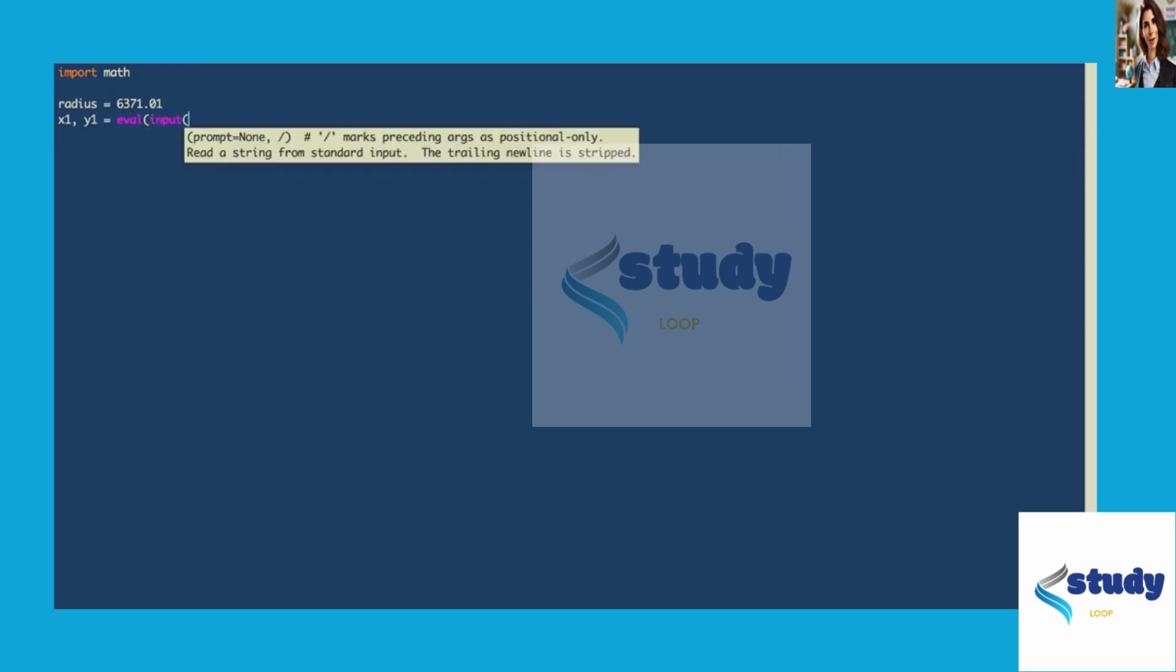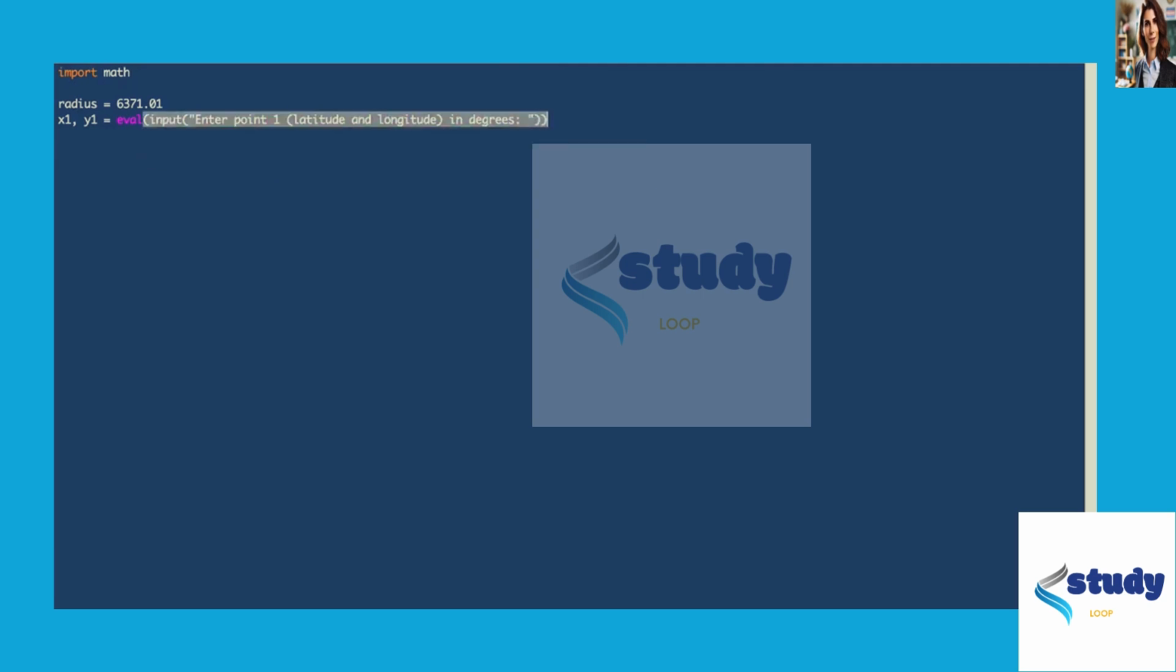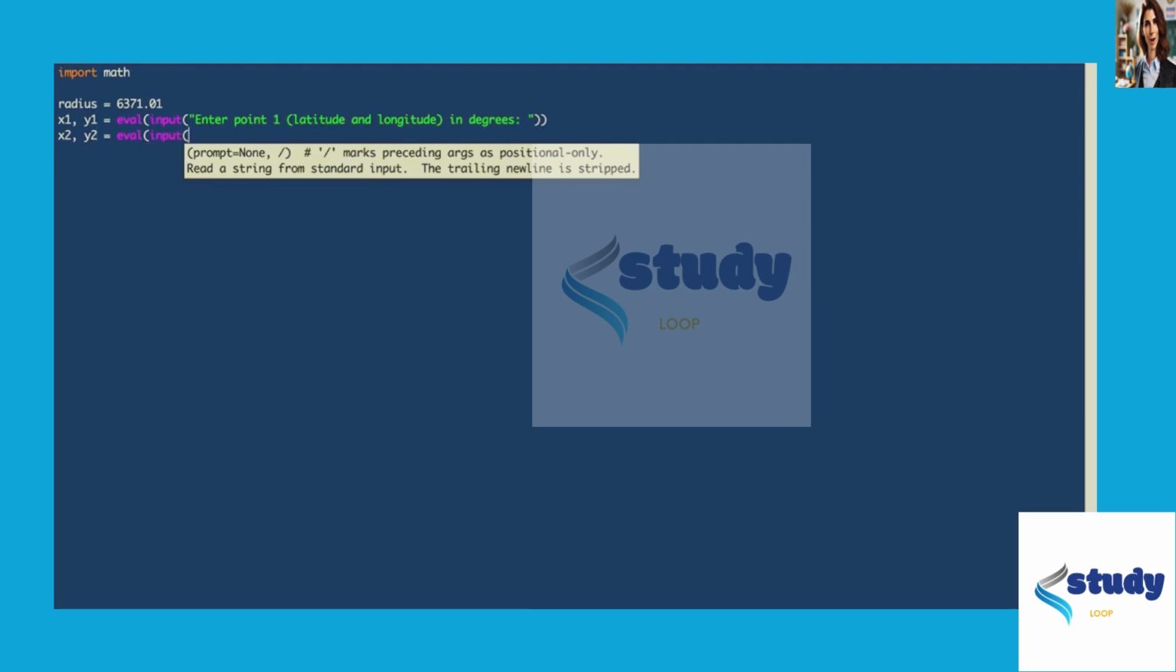So user will input point 1, which is latitude and longitude in degrees. And then point 2, well, just x2, y2. Evaluate the input, enter point 2, latitude, longitude in degrees.